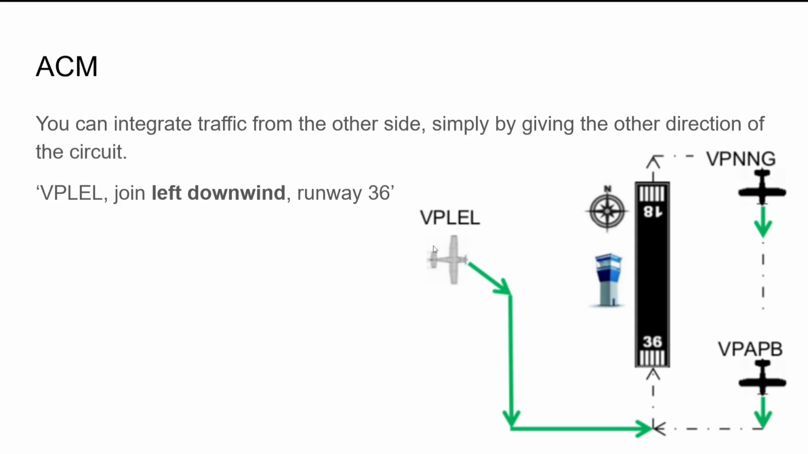So you tell Lima Echo Lima, join left downwind runway 36 to traffic in the right hand circuit, and for example report base or report downwind. That is all that he will do. He will join downwind, and he knows that there's traffic in the circuit. And these two should also hear that there is one guy joining over the radio.